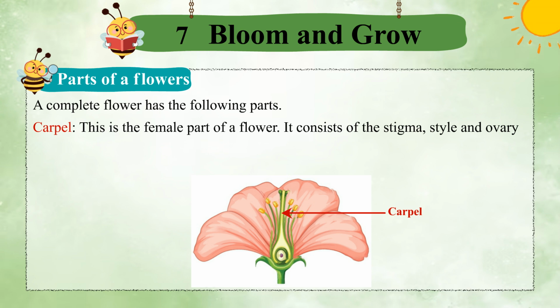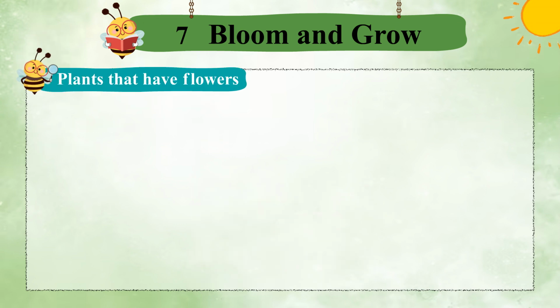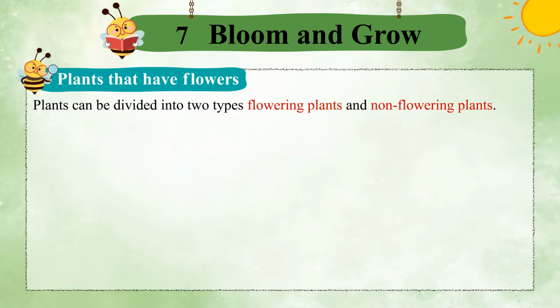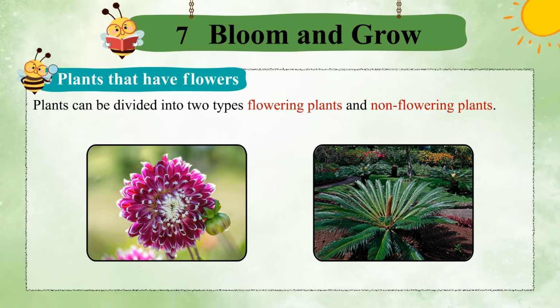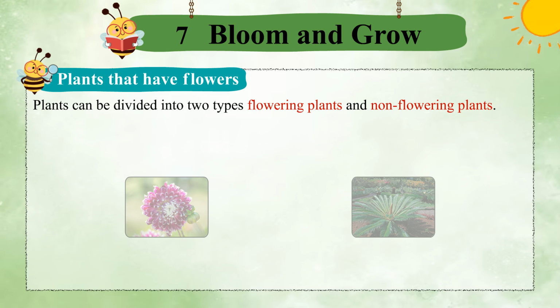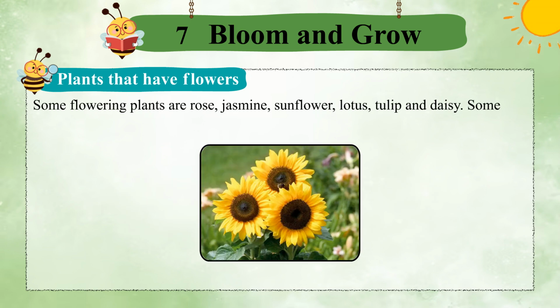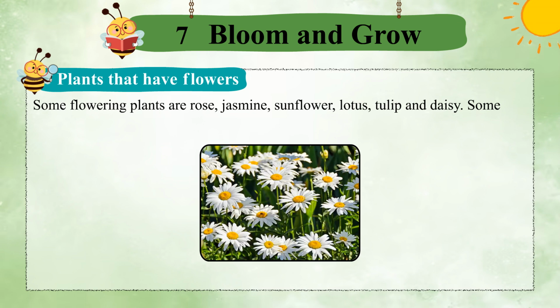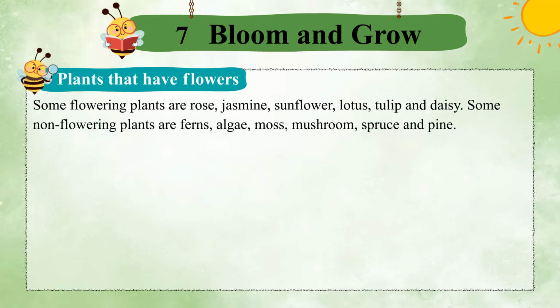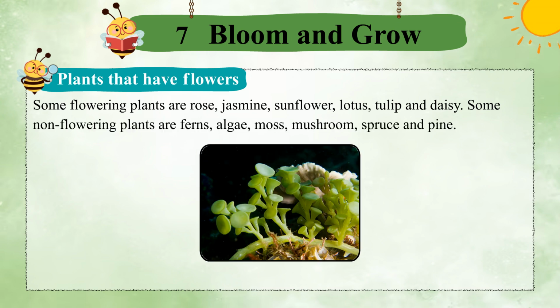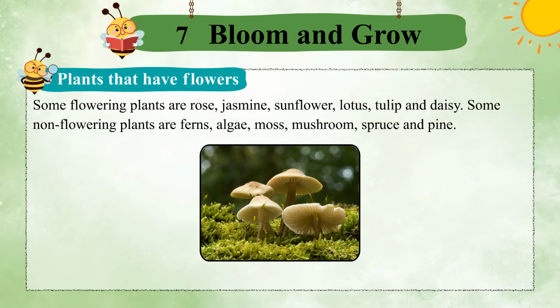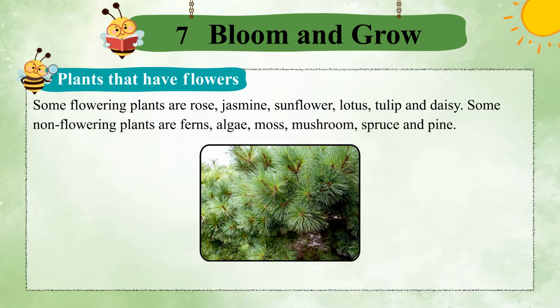It consists of the stigma, style and ovary with ovules. Plants that have flowers. Plants can be divided into two types: flowering plants and non-flowering plants. Some flowering plants are rose, jasmine, sunflower, lotus, tulip and daisy. Some non-flowering plants are ferns, algae, moss, mushroom, spruce and pine.